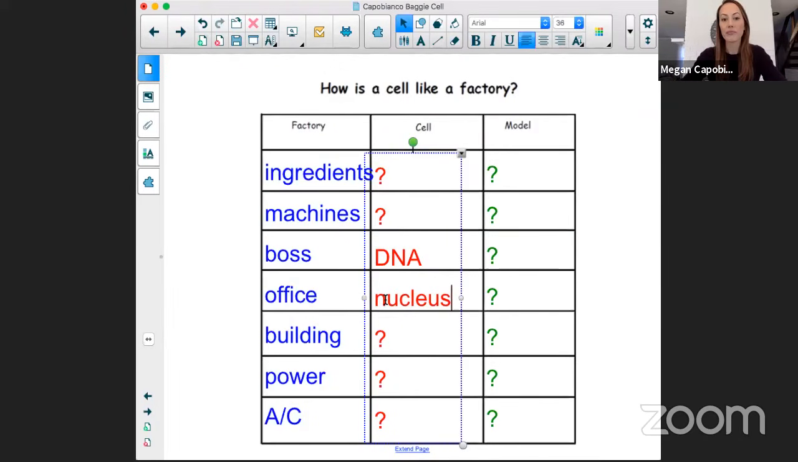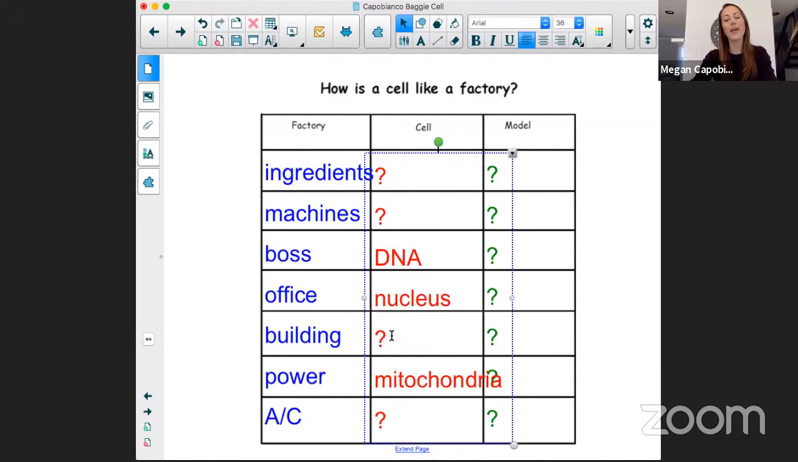All right, good. Now let's jump down to power. Now there was one organelle within the cell that I said was called the powerhouse. Which one was that? That is going to be the mitochondria. Mitochondria.